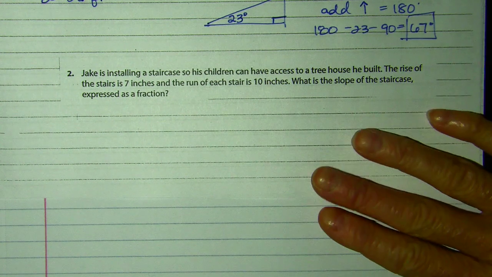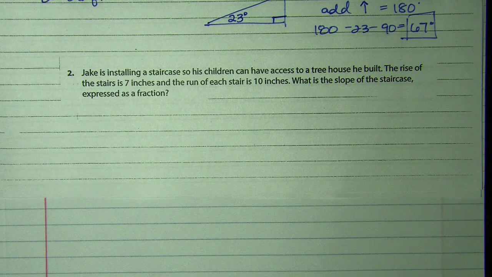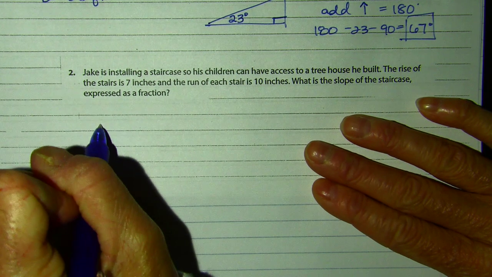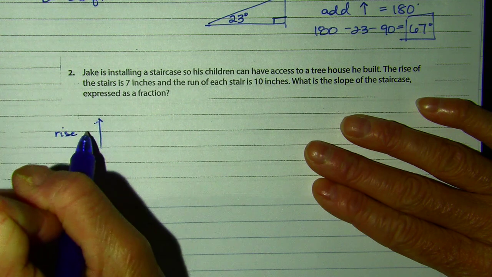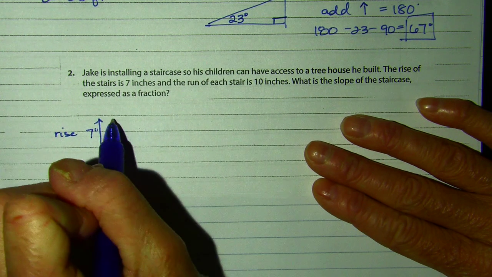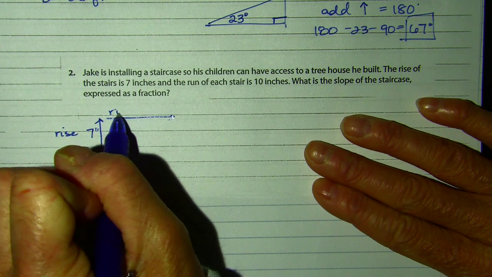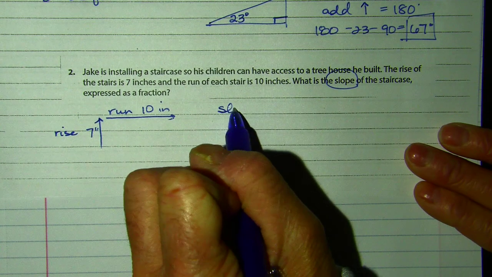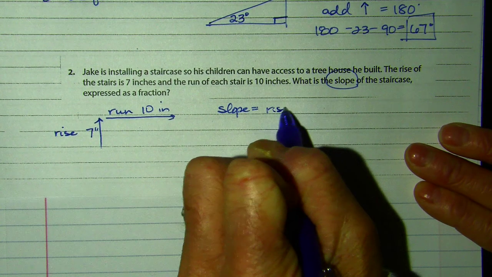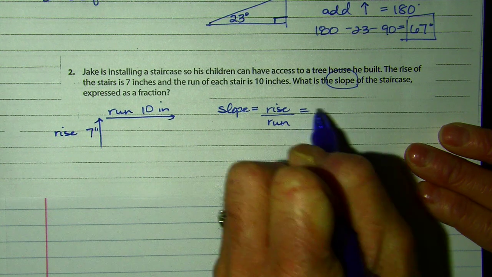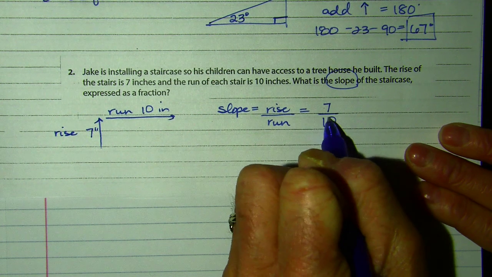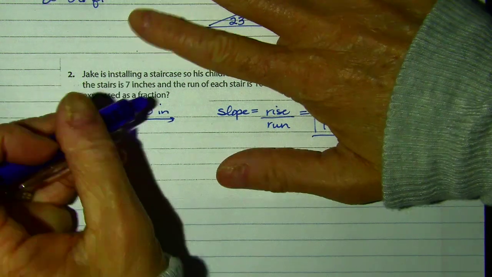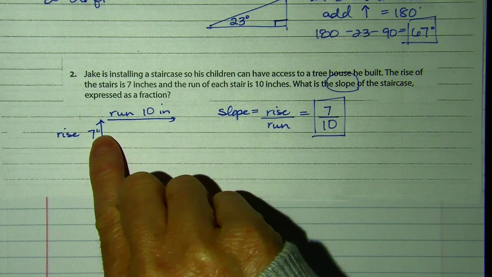Jake is installing a staircase so his children can have access to a treehouse. So the rise, remember rise is up and down. So rise is 7 inches and the run is 10 inches. What is the slope? Well, remember slope equals rise over run. So in this case, it'd be 7 inches over 10. And that's it. You can write inches or you can use the apostrophe. Totally up to you.